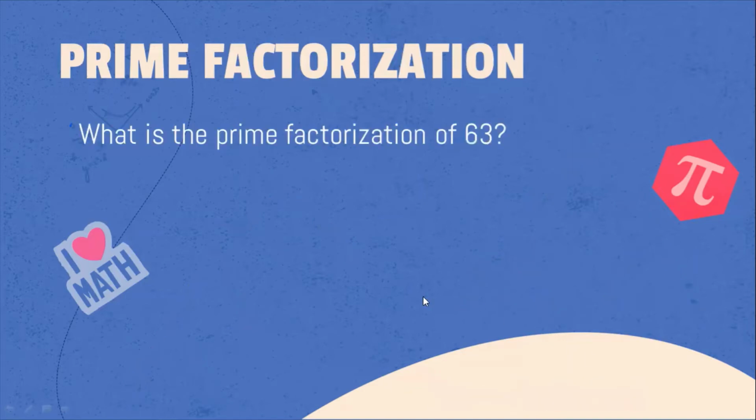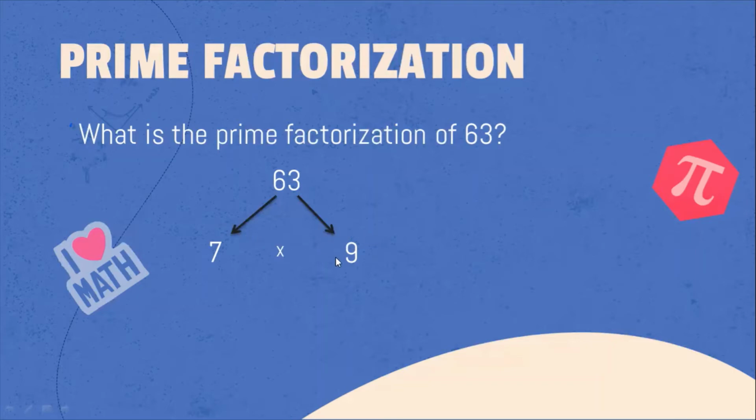Let's have another example. What is the prime factorization of 63? We will now be looking for the factors of 63 such as 1 times 63 and 7 times 9. Is 7 a prime number? Yes, it is. It is a prime number because it has no other factor except the number itself and 1. 7 times 1.